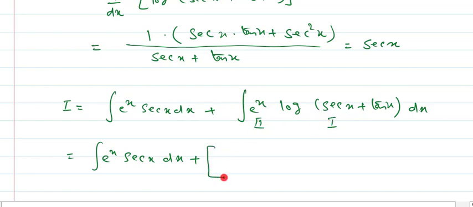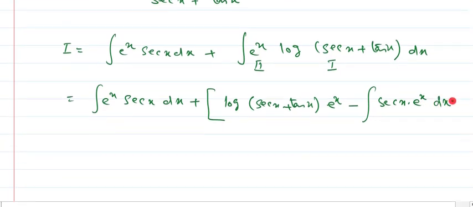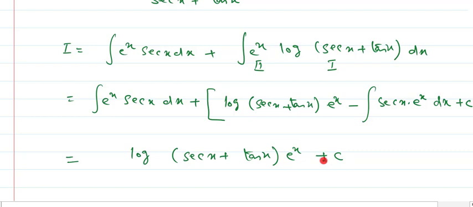So clearly the first function is log of secant x plus tan x into integration of second, minus integration of the differentiation, which we have already calculated, this is secant x, into integration of second dx. And plus c we can write over here. So clearly these two e power x sec x dx get cancelled and we are left only with the result, that is log of secant x plus tan x into e power x plus c.